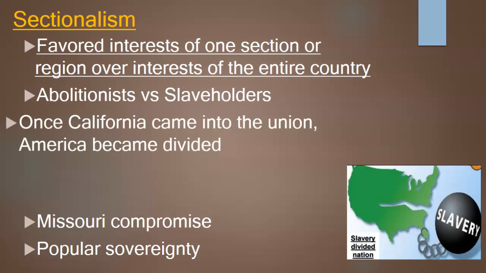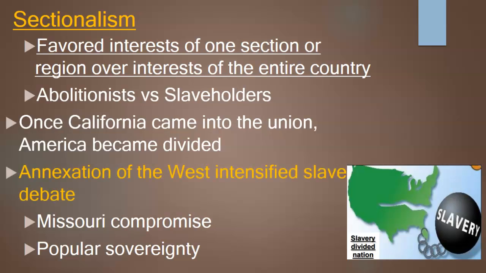Once California came into the Union, America became even more divided. The annexation of the Western Territory intensified the slavery debate because of the Missouri Compromise, and they started playing around with the idea of popular sovereignty. There was this new movement going on, especially in the South, that states should be able to vote on whether or not they become slave states or free states. It shouldn't just be a line. If more states want to become slave states, then let them vote on it and let the people decide.